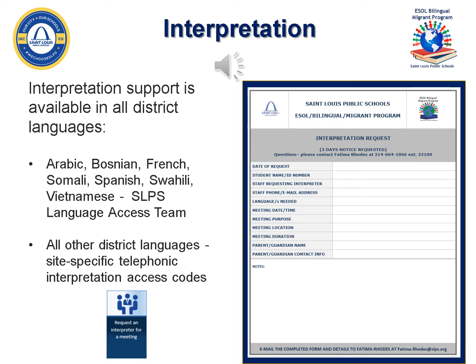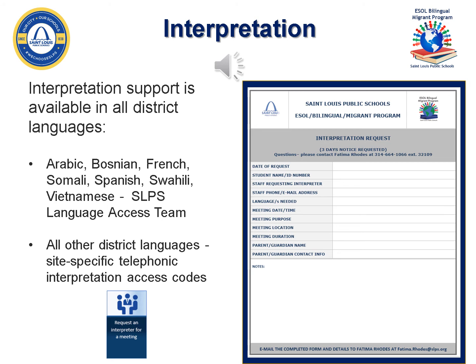Interpreter support is available in all 50+ district languages: Arabic, Bosnian, French, Somali, Spanish, Swahili, and Vietnamese are available for interpretation support through the District Language Access Team. Schools can contact interpreters directly, either via email or phone, to request their assistance. For all other district languages, there is a telephonic interpretation access code that has been shared with principals in all ESOL center schools and with ESOL contacts, often AICs, in non-center schools.